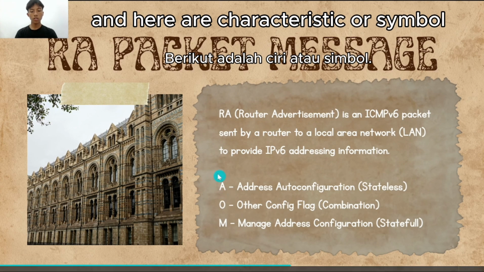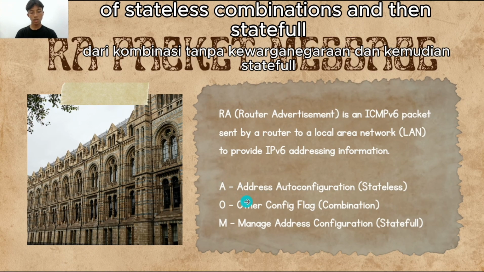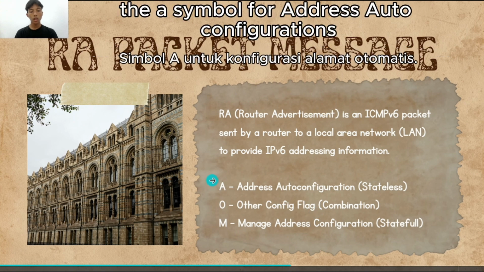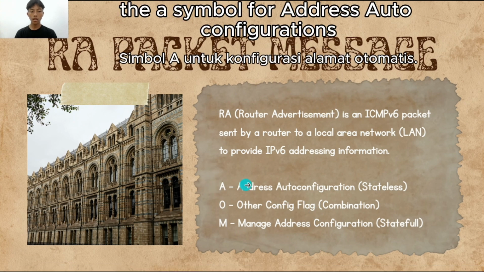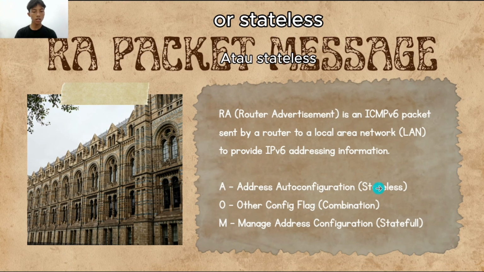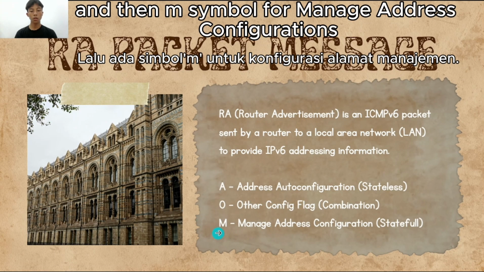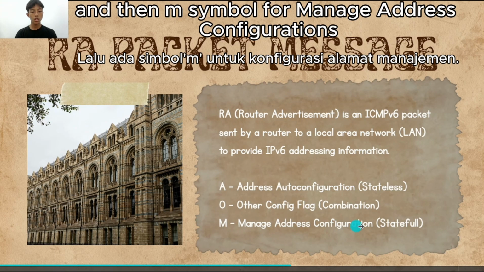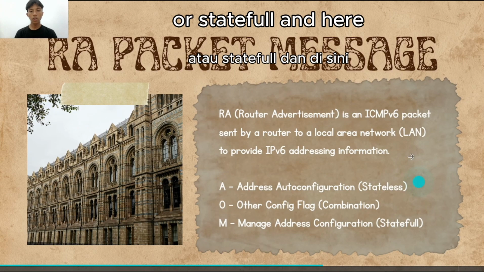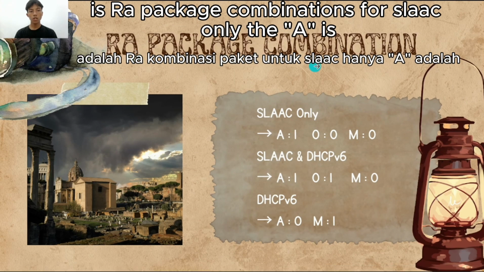And here are the characteristic flags or symbols of stateless, combination, and stateful. The A flag is for address autoconfiguration, or stateless, the O flag is for other configuration, or combination, and the M flag is for managed address configuration, or stateful. And here is the RA packet combinations.